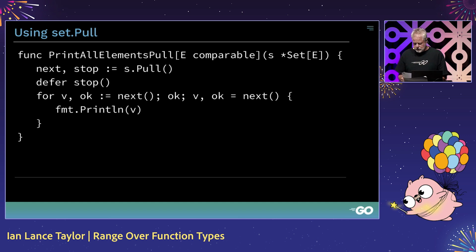This is what it looks like to use the pull method to print all the elements of the set. You call pull to get a function, and you repeatedly call that function in a for loop. We've now seen two different approaches to looping over all the elements of a set. Different Go packages use these approaches and several others.